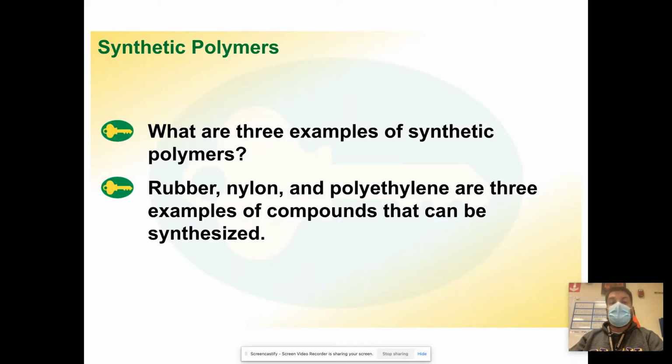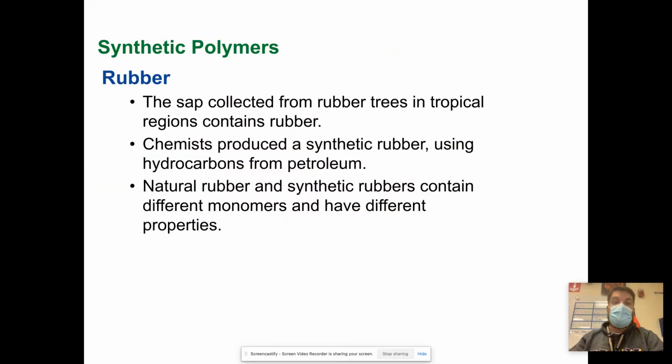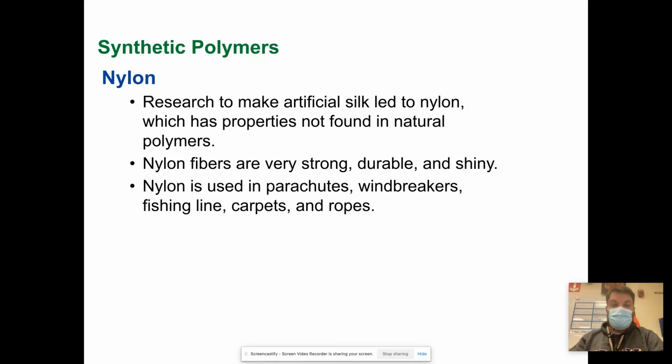So what are three examples of synthetic polymers? Well, rubber, nylon, polyethylene. Those are three synthesized, manufactured polymers. Those are made in a lab. Rubber is made because they take sap collected from rubber trees in tropical regions, and it contains the rubber. Then chemists produce synthetic rubber using hydrocarbons from petroleum. Natural rubber and synthetic rubbers contain different monomers and have different properties. So they make better, stronger, cheaper rubber by manufacturing it or synthesizing it.